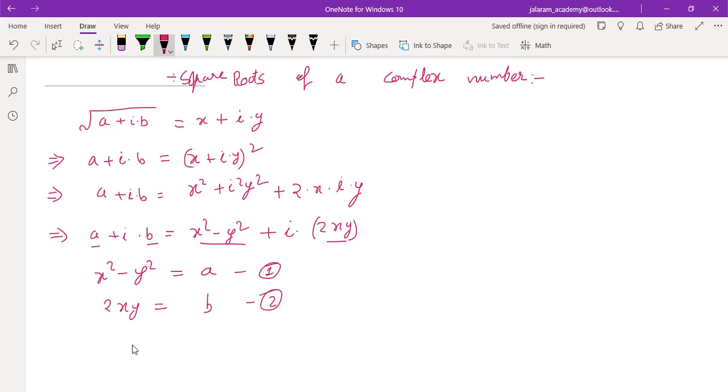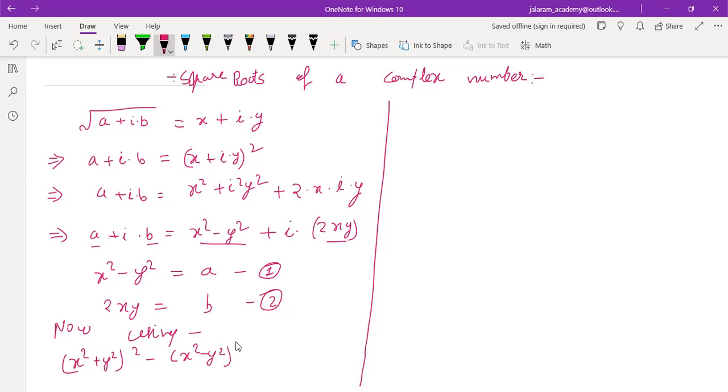And to find the values of x and y, remember, we will use one identity of algebra, which we have used in small classes. An algebraic identity: x square plus y square whole square minus x square minus y square whole square equals 4x square y square.